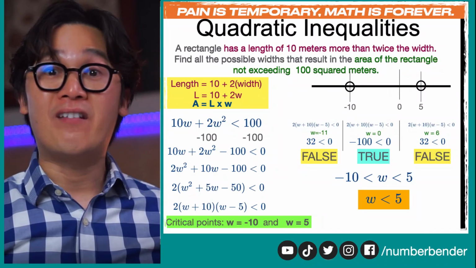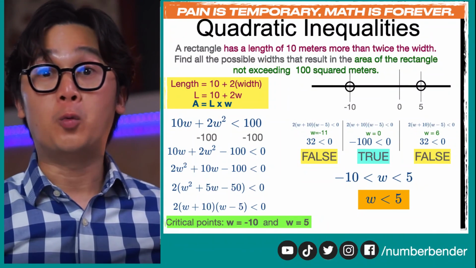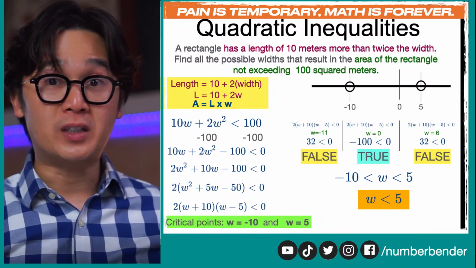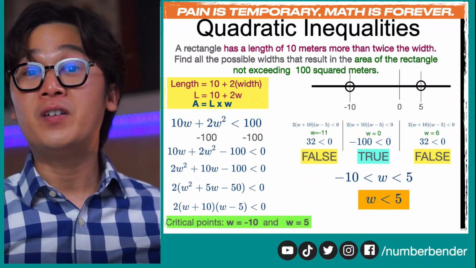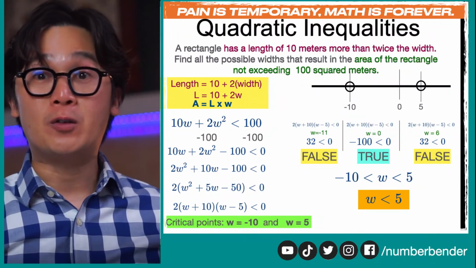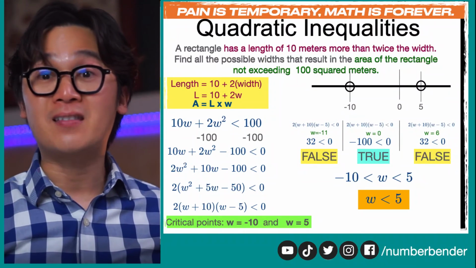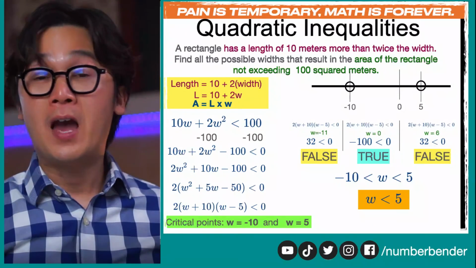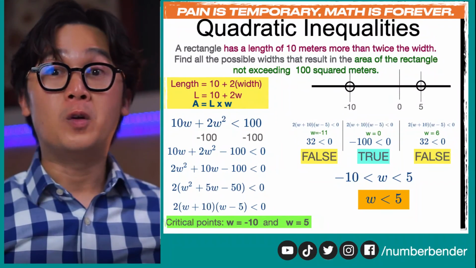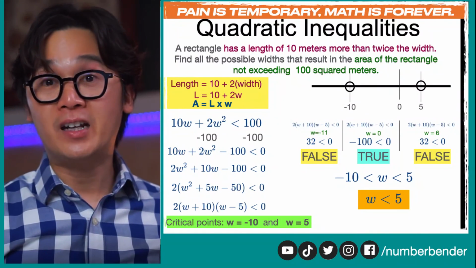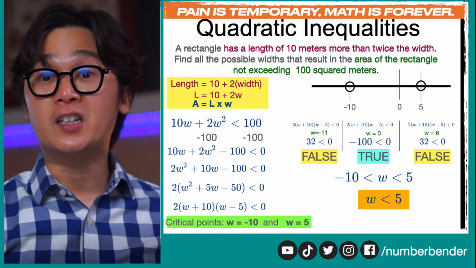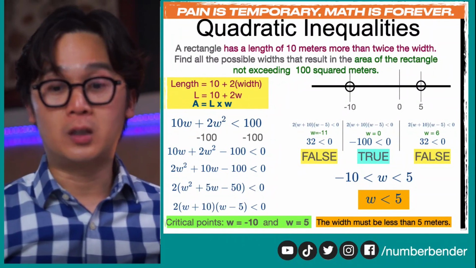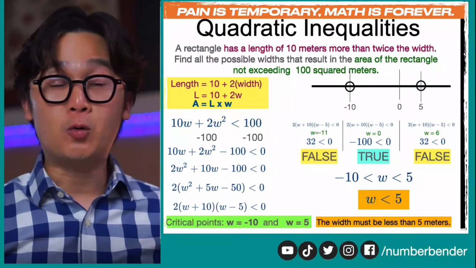So that is the value of our width that will satisfy the condition of our rectangle, which is an area of a rectangle that will not exceed 100 squared meters, because anything that is equal to or greater than 5, your area, when you compute for it, will give you a number or an area that is over 100 squared meters. So this is how we answer the second part of our word problem involving quadratic inequalities.